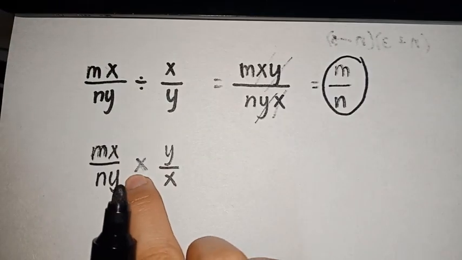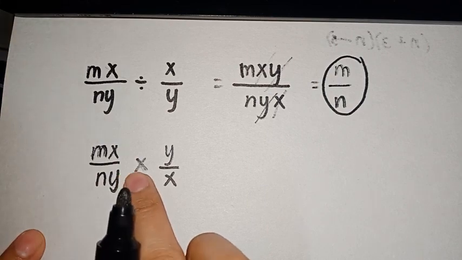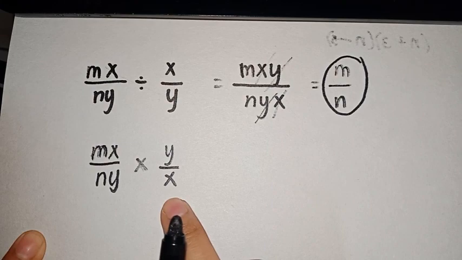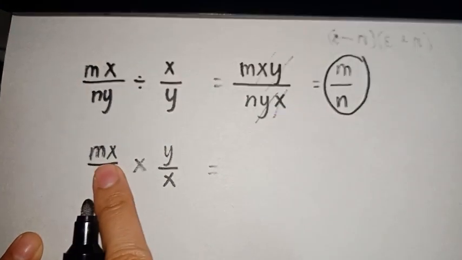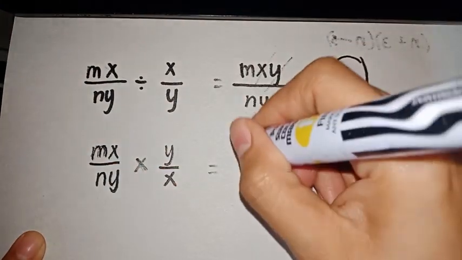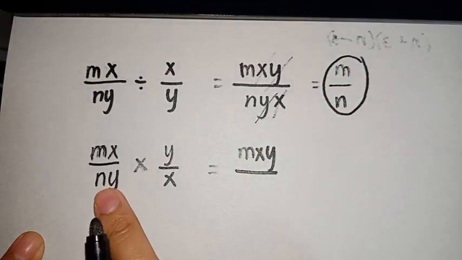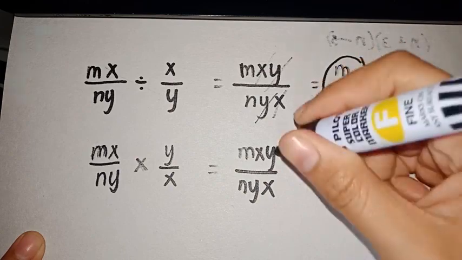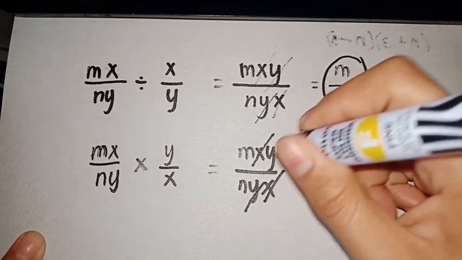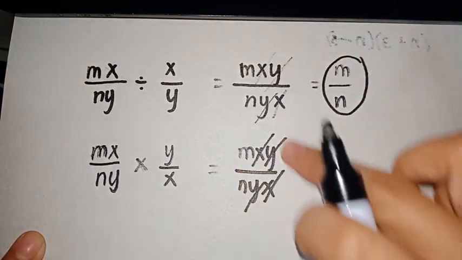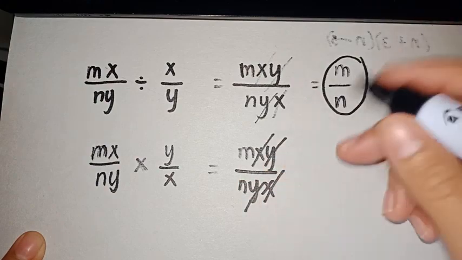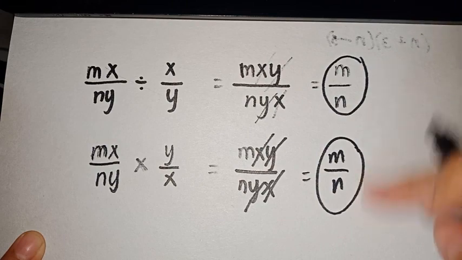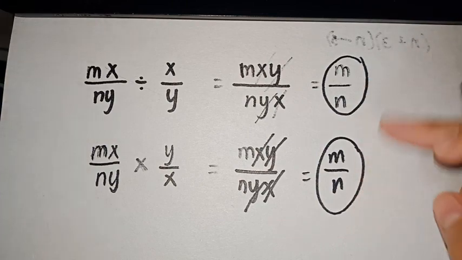So in multiplying fractions, again, we have to multiply numerator with numerator and denominator with denominator. So we have mx times y, we have mxy, all over ny times x, nyx. Again, we can simplify by canceling out the common factors, then we are left with m over n. So either of the two options, we will have the same answer.